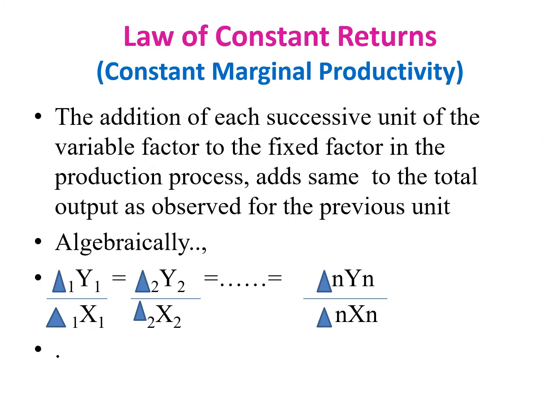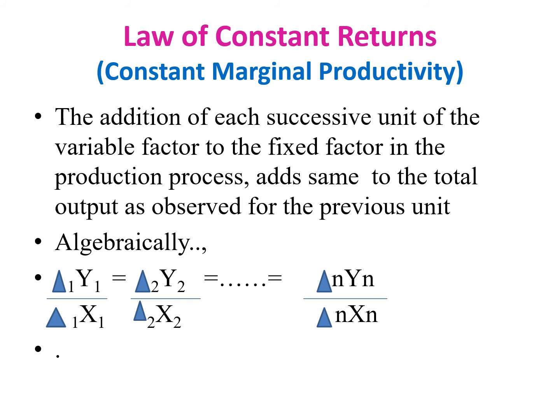Law of constant return. It is also called as constant marginal productivity. The statement of this law says that the addition of each successive unit of the variable factor to the fixed factor in the production process adds same to the total output as observed for the previous unit. This means the addition of each successive unit of the input in the production process gives you the same output as the previous unit is giving you.